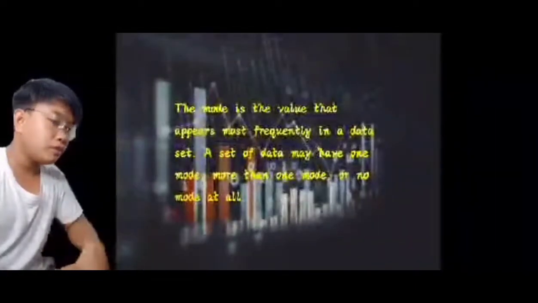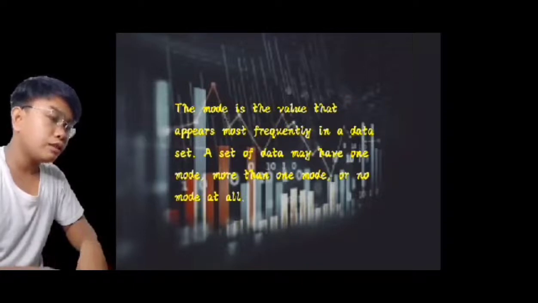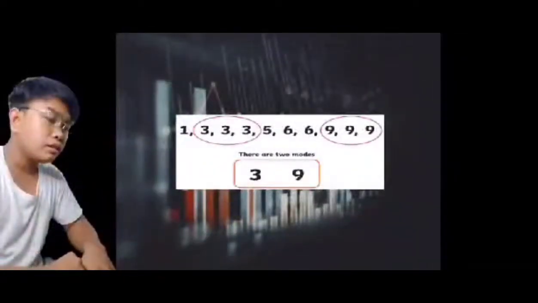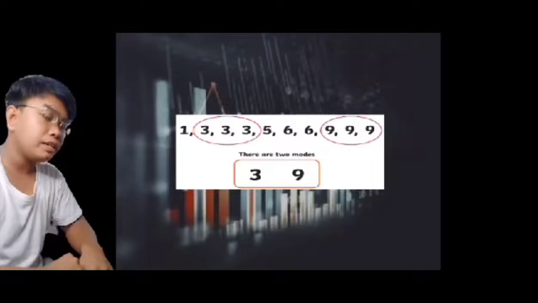The mode. The mode is the value that appears most frequently in the dataset. A set of data may have one mode, more than one mode, or no mode at all. Ang mode daw is yung number na inuulit-ulit sa data. For example, 3 and 9 are the modes of this given data. 6 is not a mode because 3 and 9 appear more frequently in the dataset.